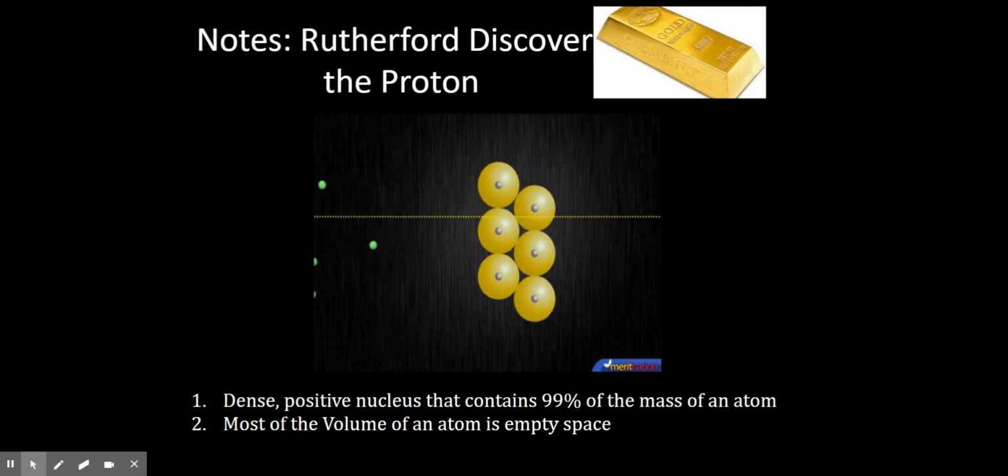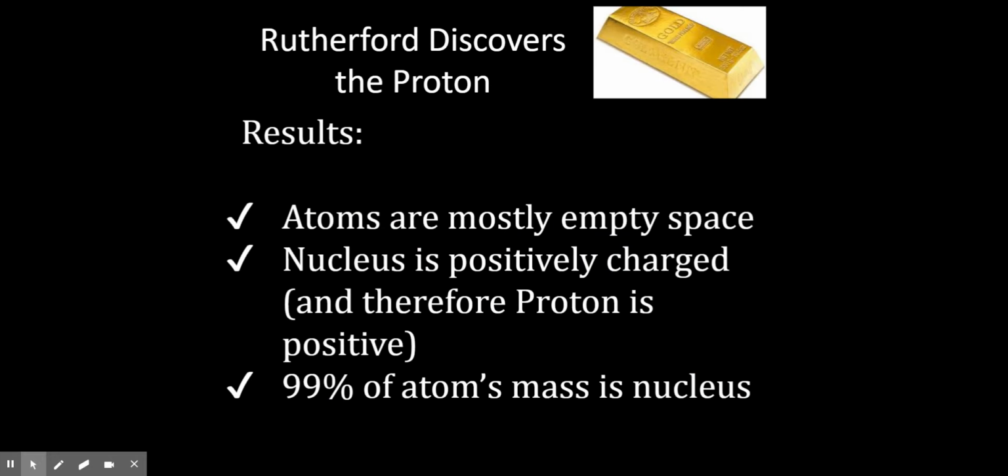But he also said, hey, most of the volume must be empty space, because the vast majority of the alpha particles actually went through. You can see that in this diagram. Most of them are going through. Every once in a while, one is being deflected. So his observation that 1 in every 800 particles got deflected back told him that the atom must be mostly empty space, and that every once in a while when a particle is colliding with something, it must be this small, dense, positively charged nucleus in the middle.